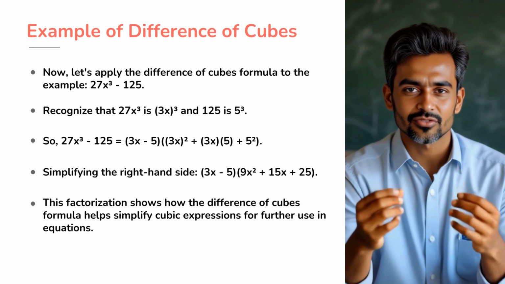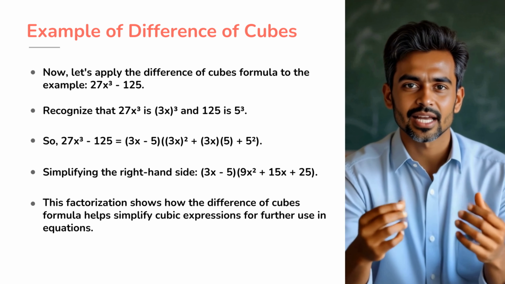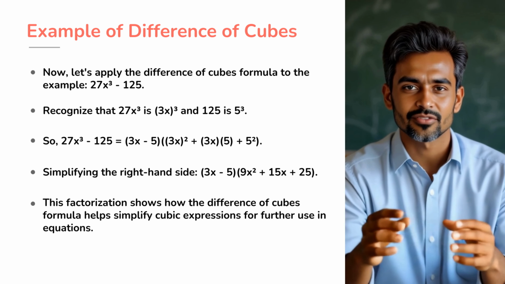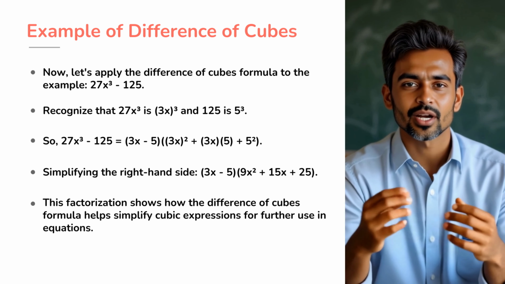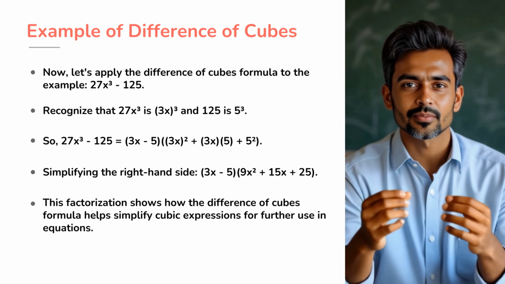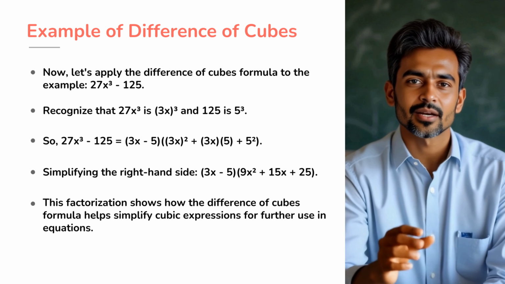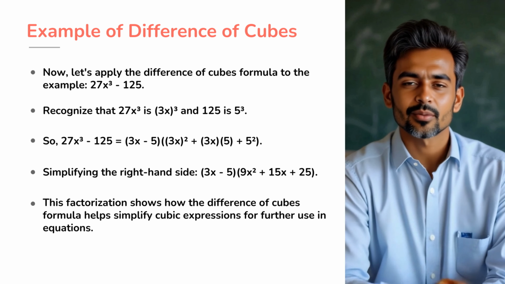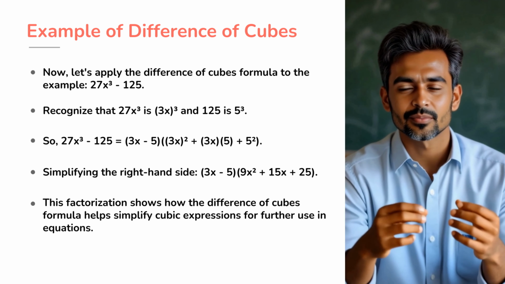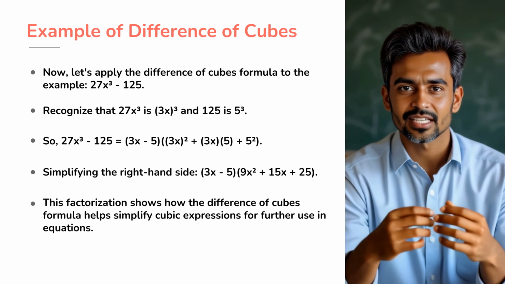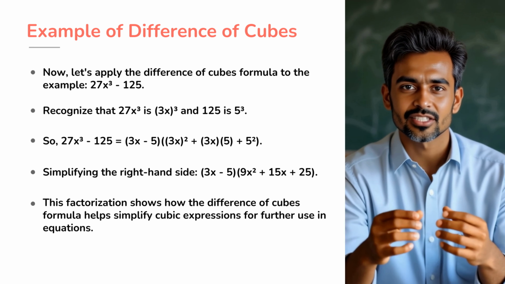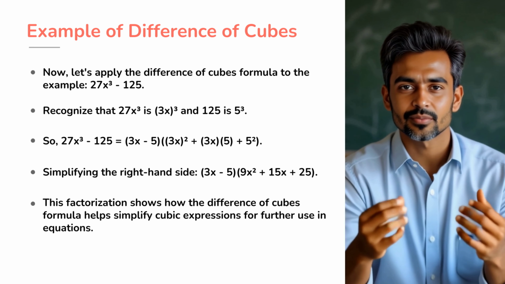Now, using the difference of cubes formula, 3x cubed minus 5 cubed equals 3x minus 5 times 3x squared plus 3x times 5 plus 5 squared. Simplifying the right side, 3x minus 5 times 9x squared plus 15x plus 25. This shows how we can easily factor cubic differences using the formula, making complex expressions much easier to handle.